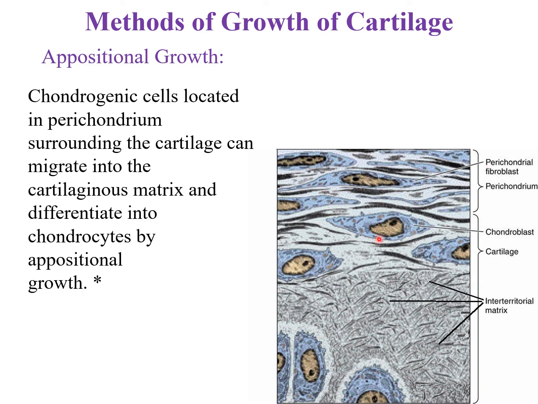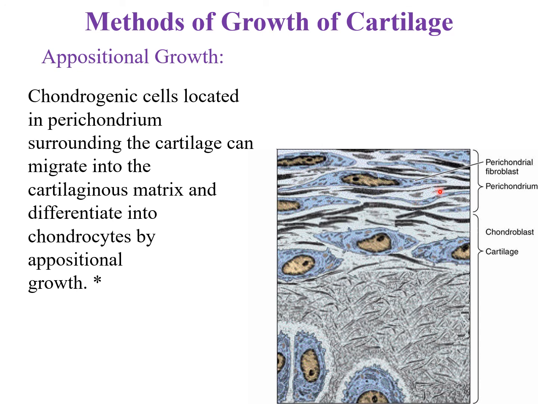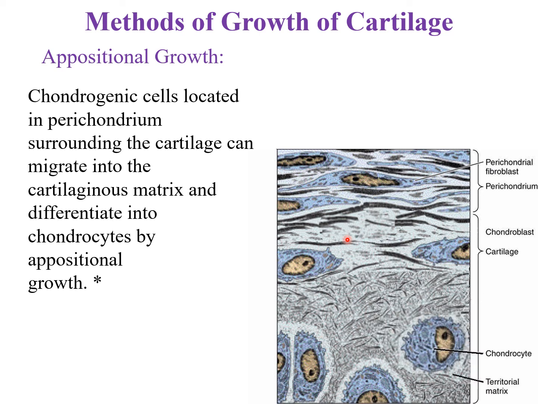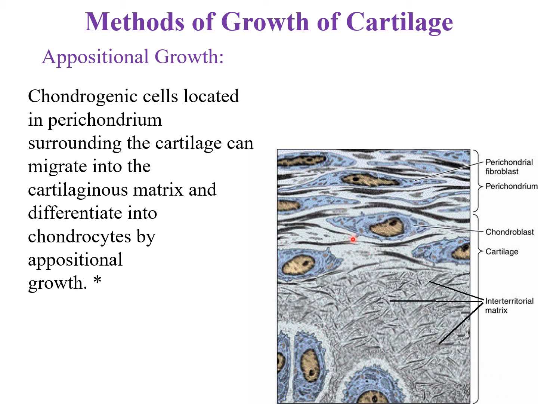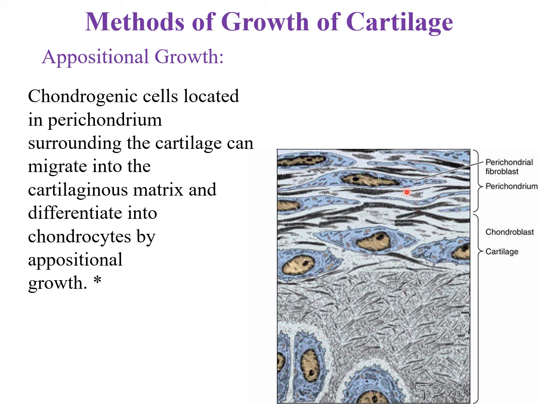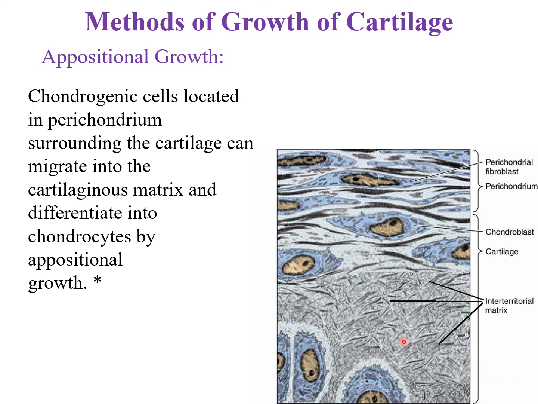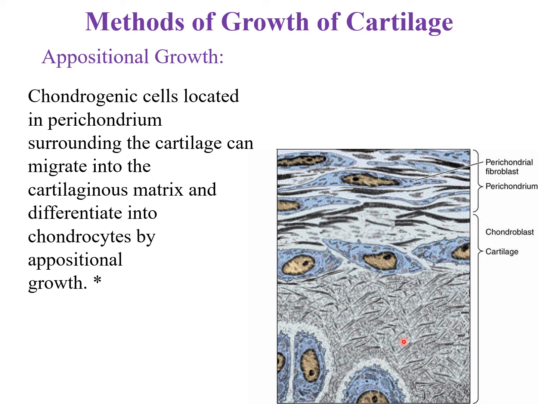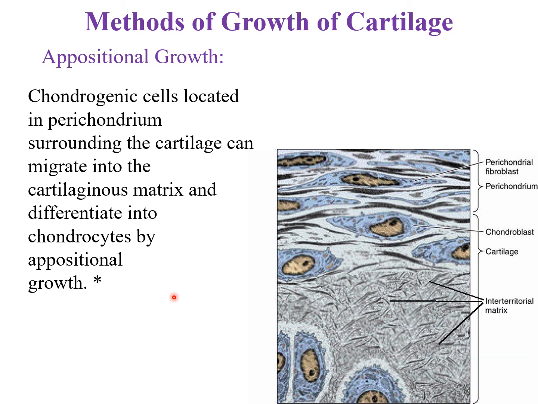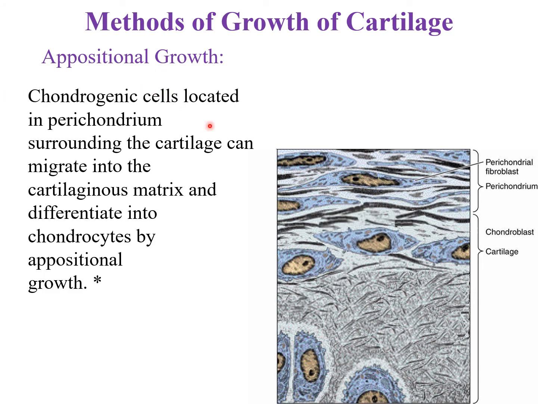In appositional growth, the fibroblasts present in the perichondrium, under the influence of certain transcription factors, become activated and become chondroblasts. This chondroblast starts secreting matrix around it, and since the matrix keeps getting secreted around it, it gets surrounded by more and more matrix, and it forms a chondrocyte. So this method of growth is known as appositional growth, that is from above or below, wherever the perichondrium is. So there are two methods of growth of cartilage, one from within, that is interstitial growth, and one from outside, that is appositional growth.